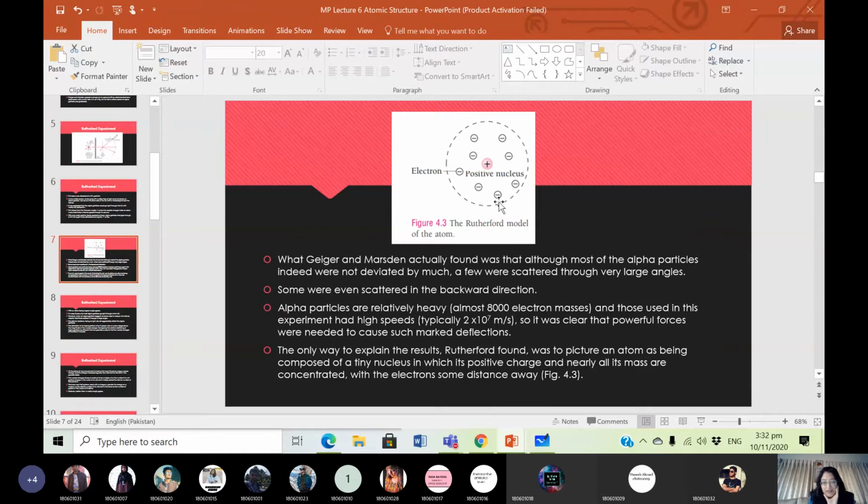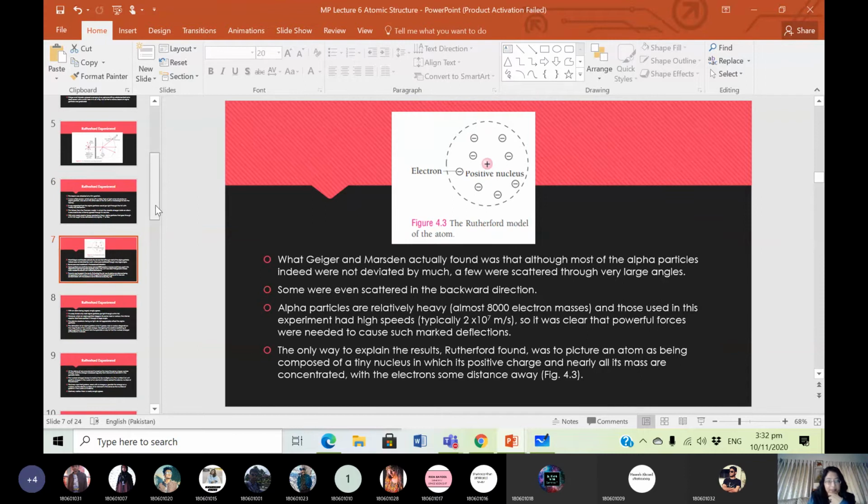I'll come to this shortly. What Geiger and Marsden actually found was that although most of the alpha particles were not deviated by much, a few scattered through very large angles. So they found that most of the alpha particles did pass through, but some were scattered through very large angles. Some were even scattered in the backward direction.